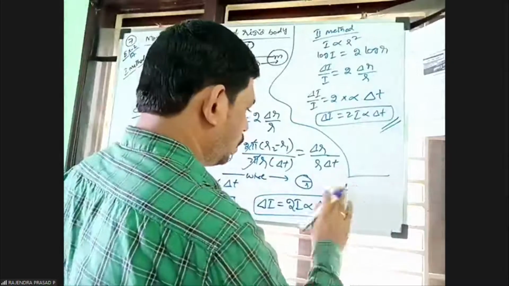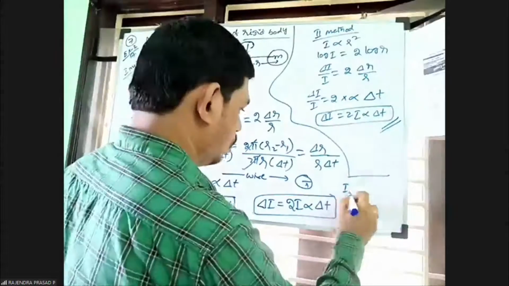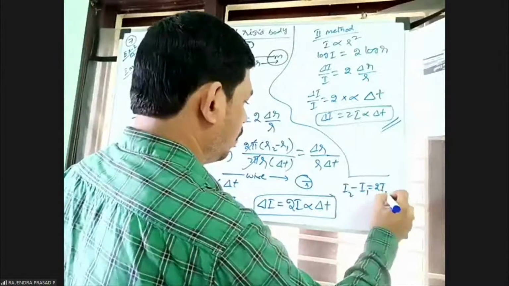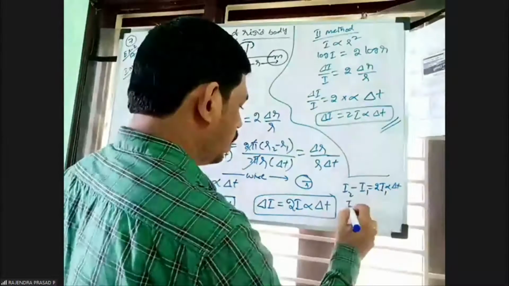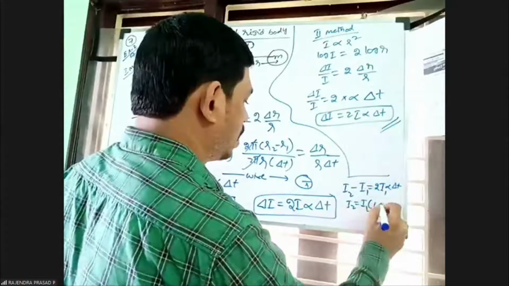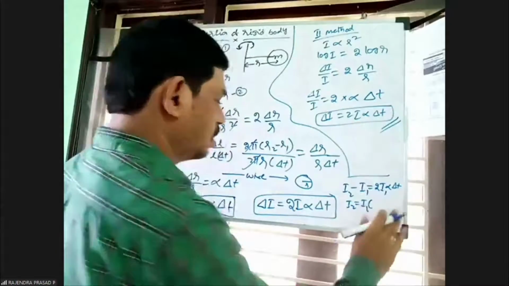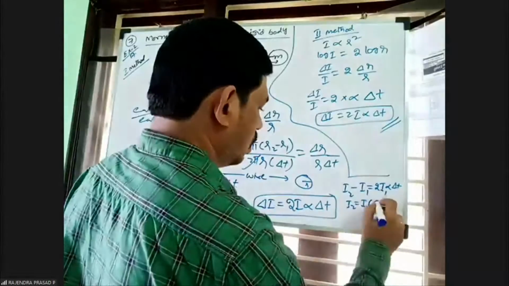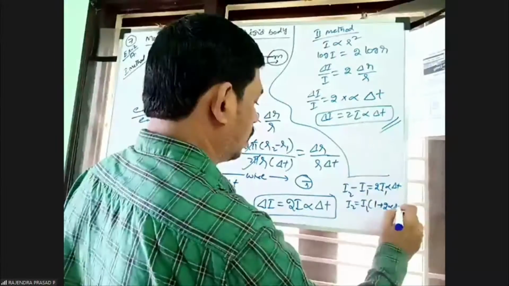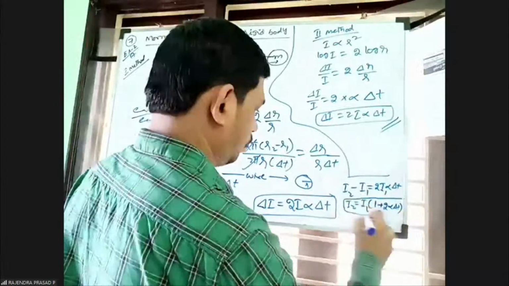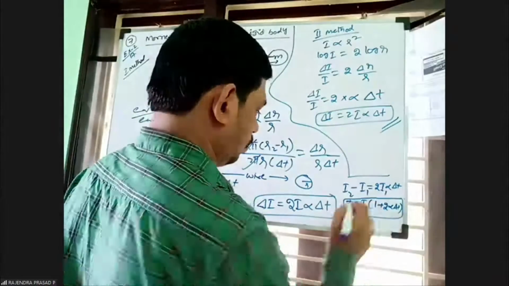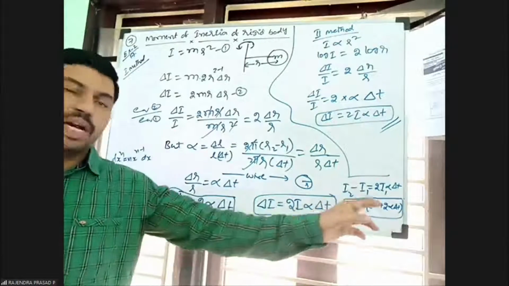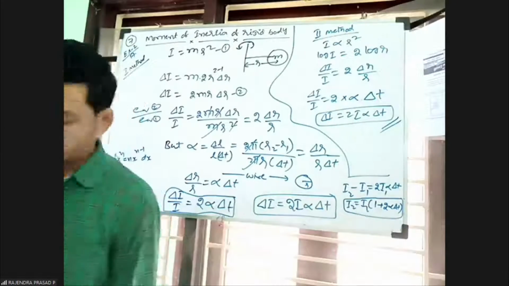So I2 minus I1 is equal to 2 I1 alpha delta T. So I2 is equal to I1 into (1 plus 2 alpha delta T). Delta I means I2 minus I1, final moment of inertia minus initial moment of inertia.